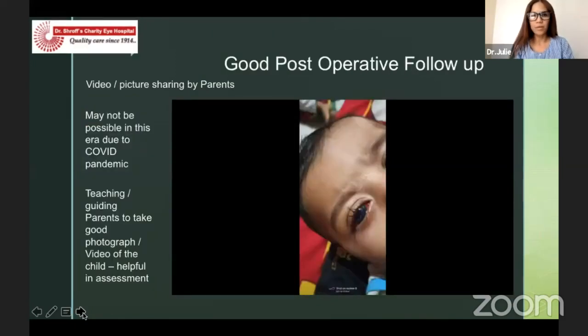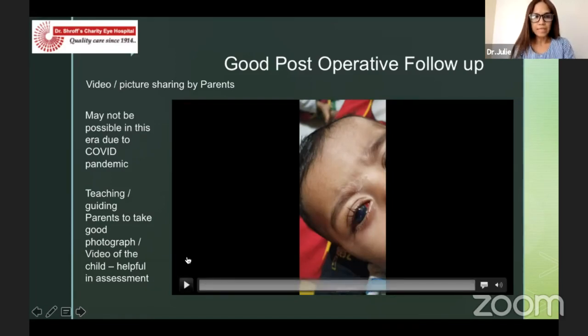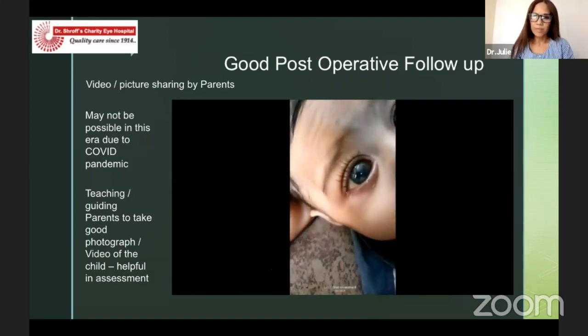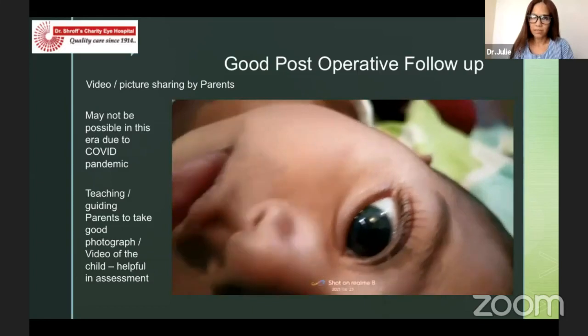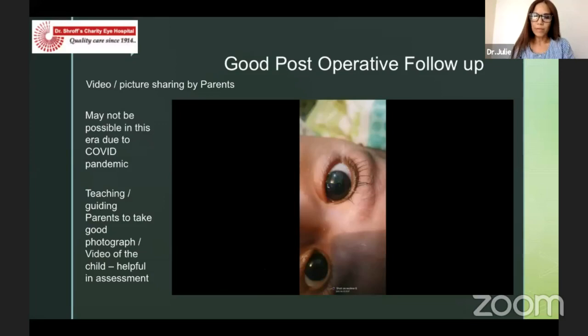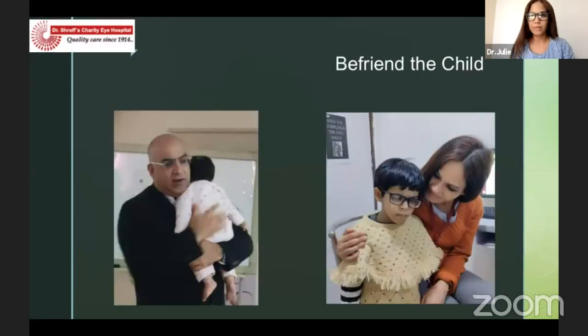to the visual rehabilitation. A very good postoperative follow-up is important at this time of the pandemic. We know that it is not very easy to follow up, and even patients come from faraway places. So we should guide and teach the parents to take very good photographs and videos for sharing, which will be very helpful in assessment. Like the child I operated maybe 3 weeks back. The first week we could see that there was some congestion. In the second week, the congestion had reduced. And in the third week, the baby is doing quite well. So this daily photograph update really helps us in the management.